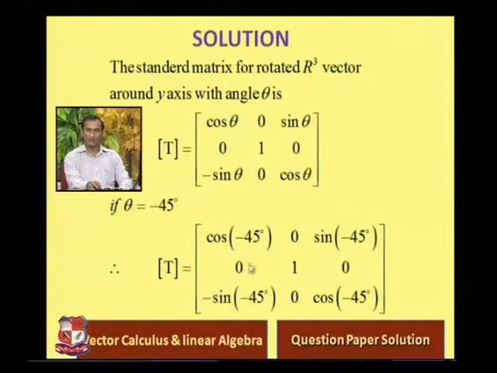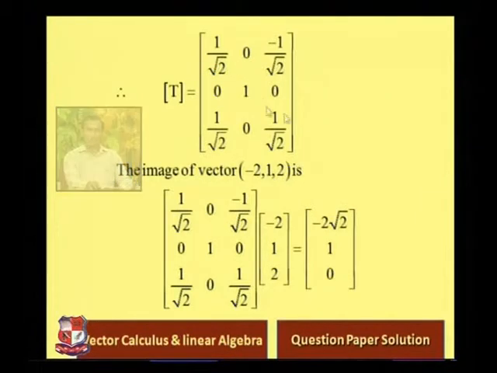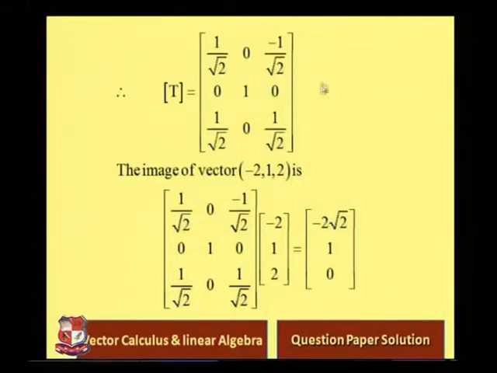So substitute here, theta is minus 45 degrees. Now we know that cos is an even function, so cos of minus is cos, and sin of minus is minus sin. So cos 45 is 1 upon root 2, and sin 45 is also 1 upon root 2. So we get the standard matrix: 1 upon root 2, 0, minus 1 upon root 2; 0, 1, 0; 1 upon root 2, 0, and 1 upon root 2.